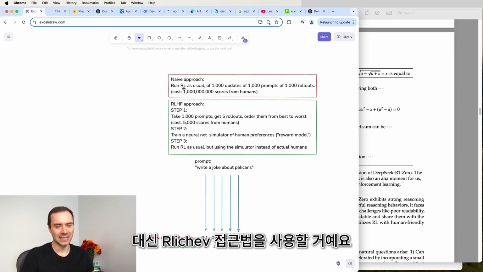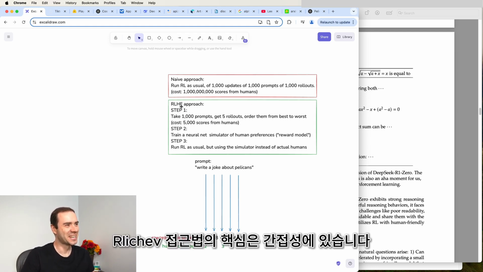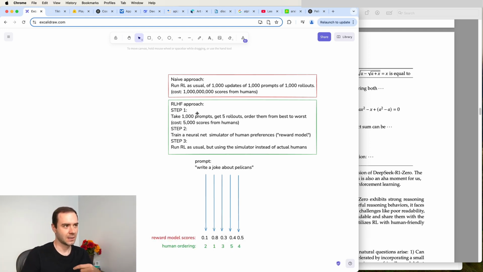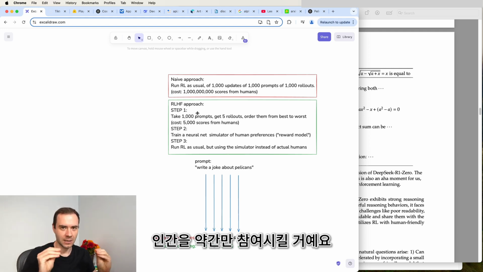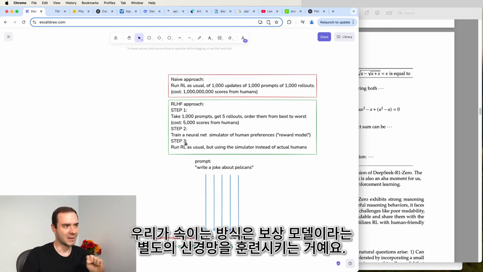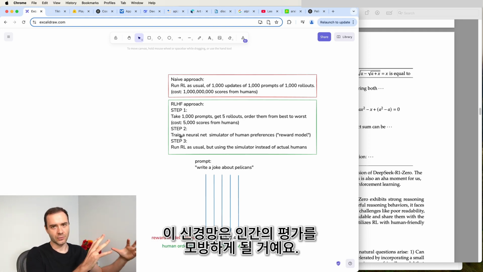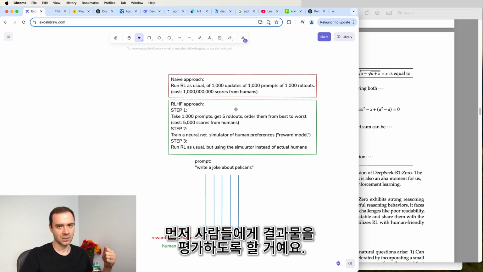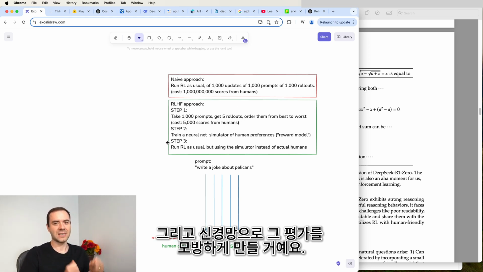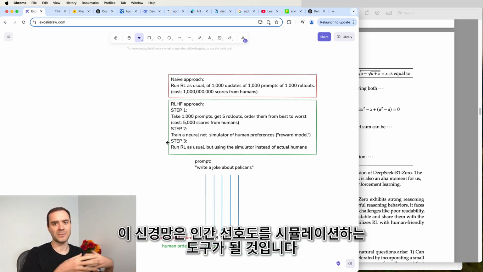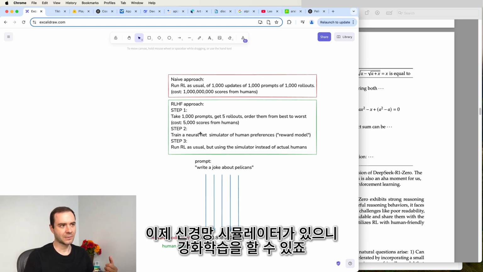So instead, we want to take the RLHF approach. In the RLHF approach, the core trick is that of indirection. We're going to involve humans just a little bit. And the way we cheat is that we train a whole separate neural network that we call a reward model. This neural network will imitate human scores. So we're going to ask humans to score rollouts. We're then going to imitate human scores using a neural network. And this neural network will become a kind of simulator of human preferences. And now that we have a neural network simulator, we can do RL against it.